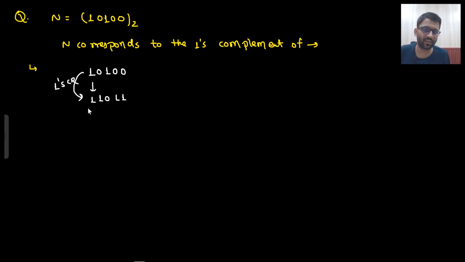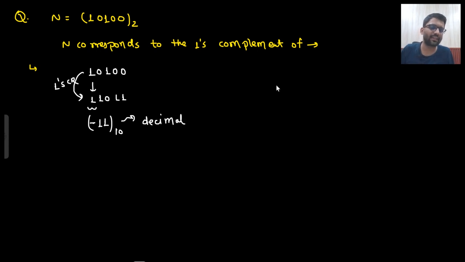So what is this number? Basically this is the sign, and 1, 2, 4, 8. So this number is minus 11 only. You can write minus 11, 10. So this is the decimal output.